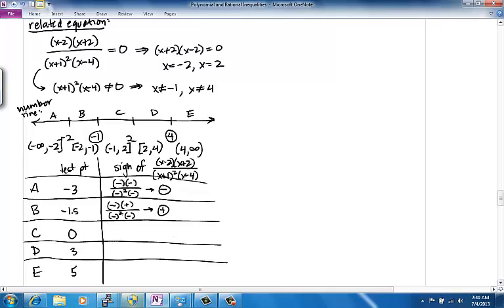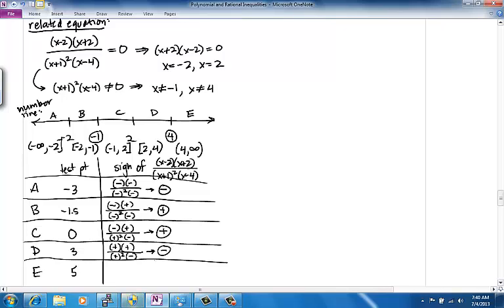When x is 0, I would have a negative for x minus 2, positive for x plus 2, positive from x plus 1 squared, and a negative. So I have 2 negative factors, so my quotient will be positive. Using x equals 3 or anything else in interval D, x minus 2 would be positive this time. x plus 2 is positive, x plus 1 squared would be positive. But that last factor, x minus 4, will still be negative. So my quotient will be negative.